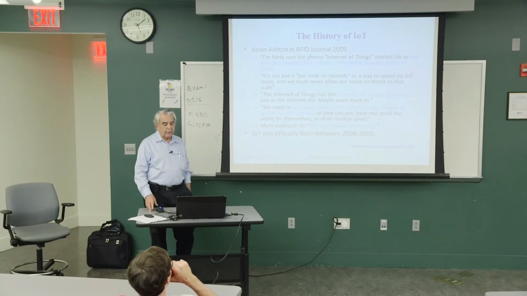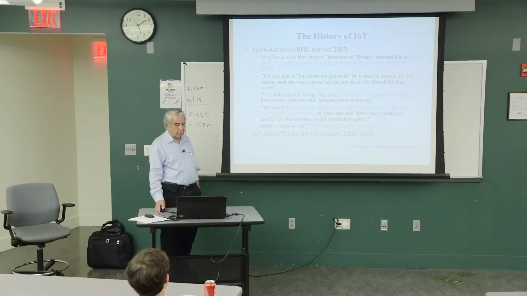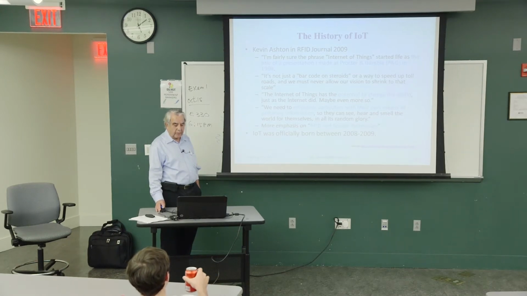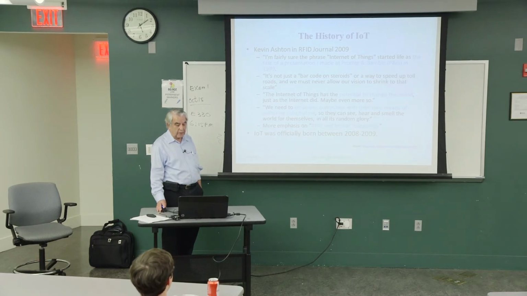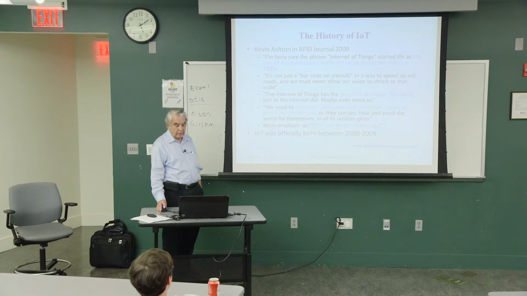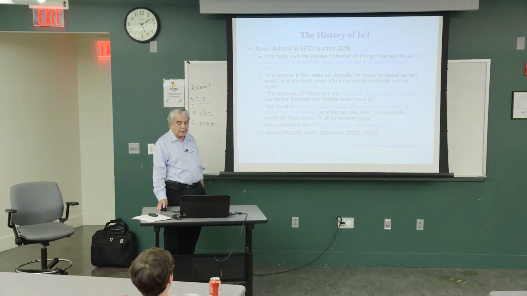When it started, we all thought it started in 2008, 2009. But in a recent paper, I learned that Kevin Ashton, in RFID Journal in 2009, said that the Internet of Things started life as the title of a presentation Kevin gave to Procter & Gamble in 1999. So in 1999, he really started the Internet of Things. It is not just a barcode. The one sentence I want to repeat, because I want to come back to it: at that time, he said it has the potential to change the world, as did the Internet. I just want to draw your attention to this sentence. But officially, the IoT was born in 2008, 2009.